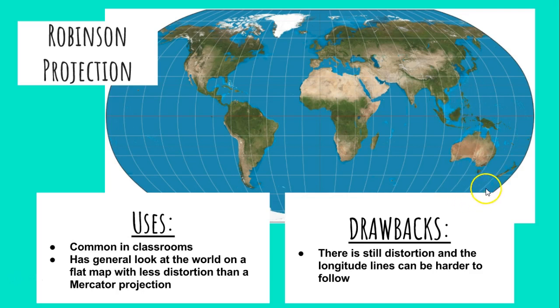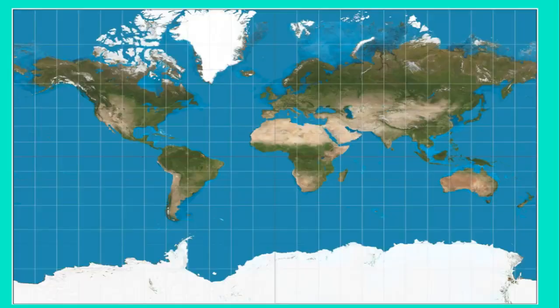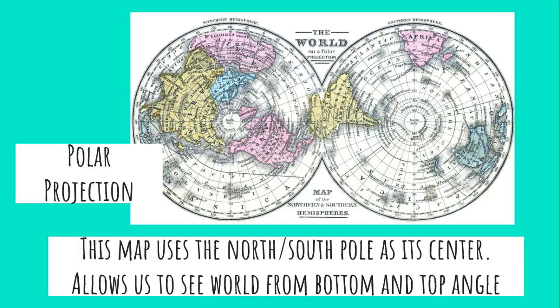And when you try to follow some of these longitude lines, especially on the outside, you'll see that they curve very harshly, and it can be a little more difficult to track them. So your Robinson projection is a good model. It's not perfect. And then the last one that we use is called a polar projection.